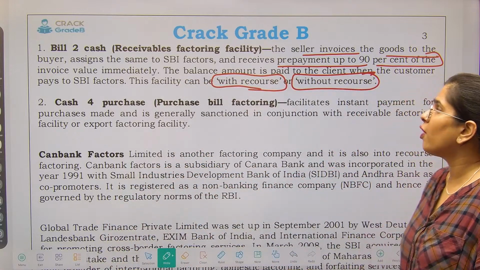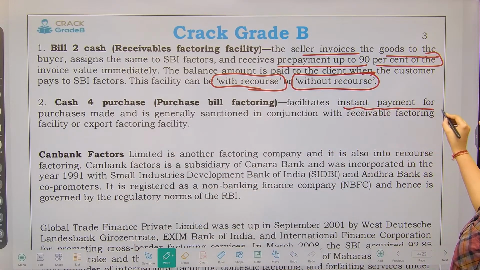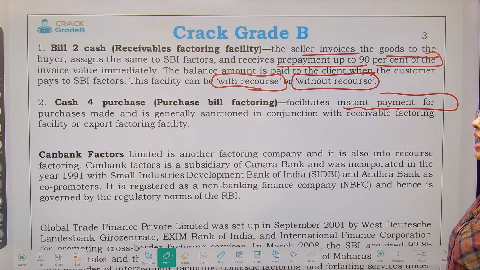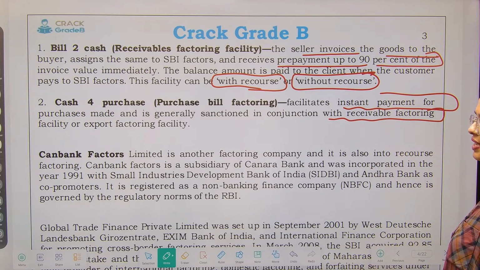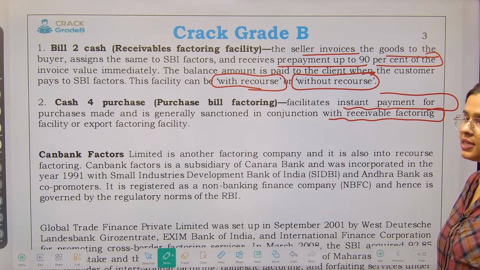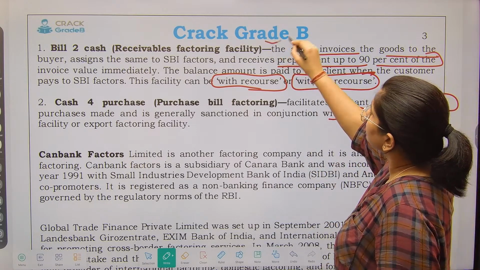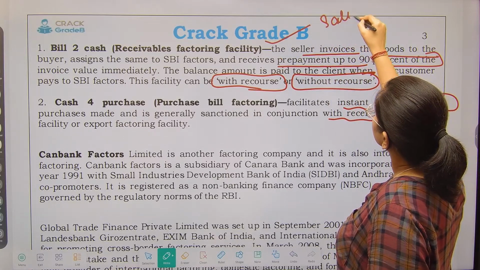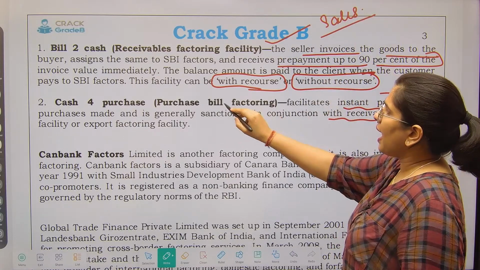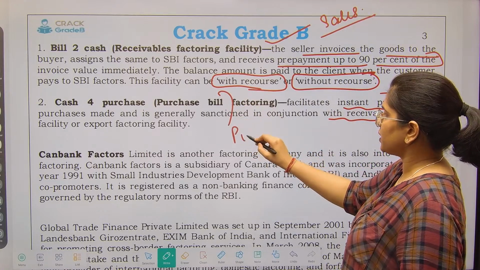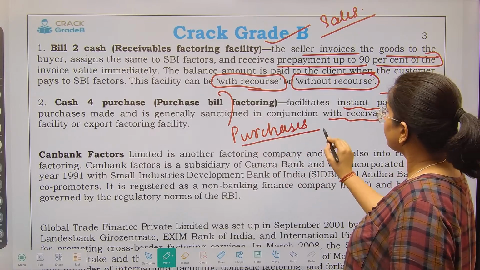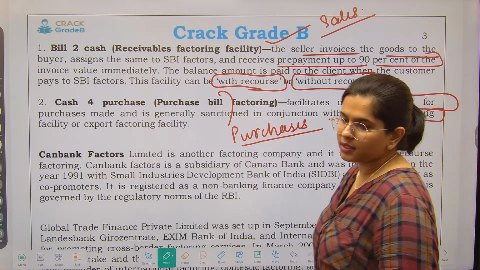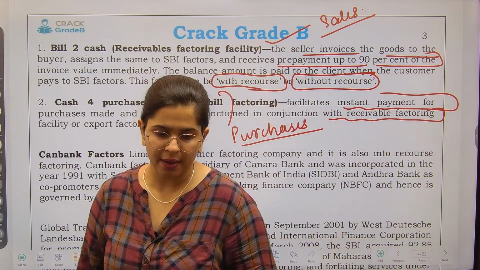Next is cash for purchase. It facilitates instant payment for the purchases made and is generally sanctioned in conjunction with the receivable factoring facility or the export factoring facility. So this is related to the sales, right? And this is related to the purchases. Okay, so these are the two kinds of factoring services that are made.